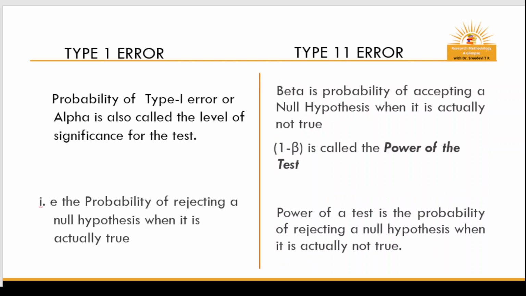Then probability of type 1 error or alpha is also called the level of significance for the test. That is the probability of rejecting a null hypothesis when it is actually true. Type 2 error, beta, is probability of accepting a null hypothesis when it is actually not true. 1 minus beta is called the power of the test. Power of the test is the probability of rejecting a null hypothesis when it is actually not true.